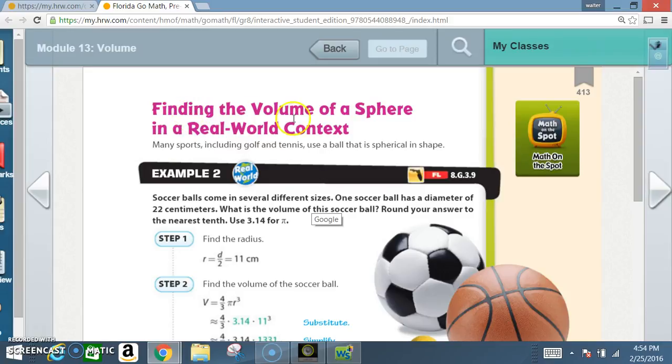Okay, find the volume of a sphere in a real-world context. Many sports, including golf and tennis, use a ball that is spherical in shape.